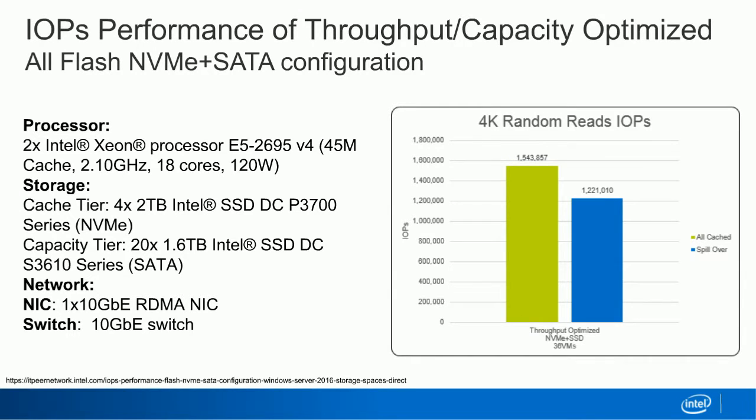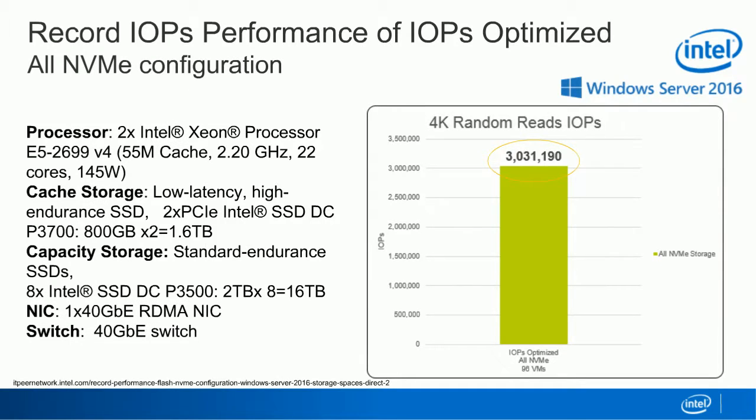So the third one that we're going to see is your all NVMe, where you have your NVMe SSDs as your caching, and mid to low endurance NVMe SSDs as your capacity, right? With this, what we see is around 3 million IOPS on a 4-node cluster. Very impressive performance by Storage Spaces on an all NVMe configuration, right?